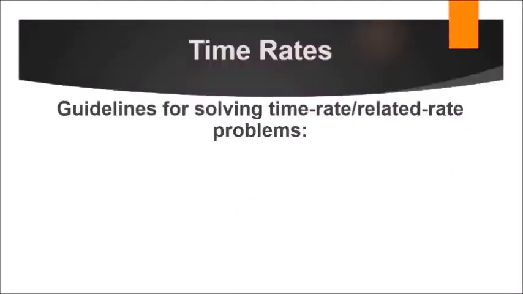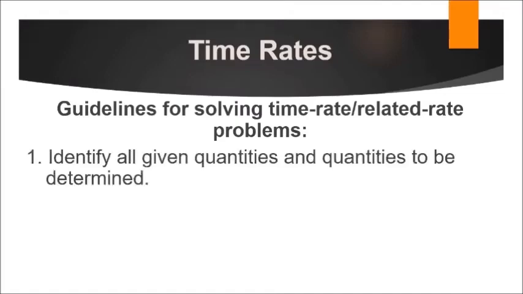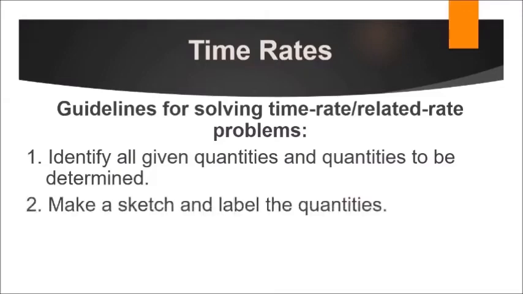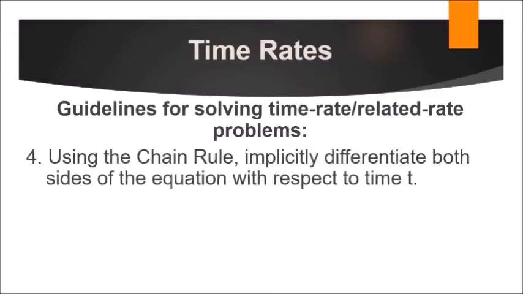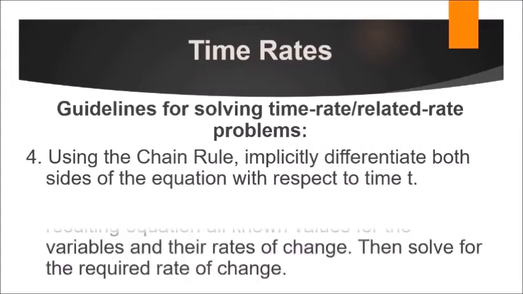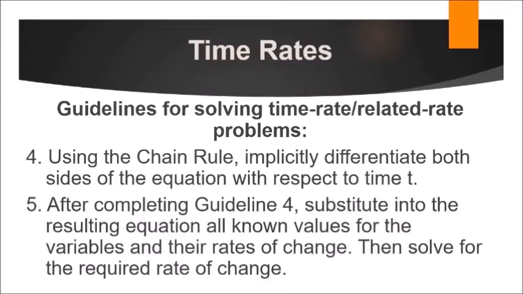This would be the guidelines in order to solve time rate or related rate problems. Identify all given quantities and quantities to be determined. Make a sketch and label the quantities. Write an equation involving the variables whose rates of change either are given or are to be determined. Using the chain rule, implicitly differentiate both sides of the equation with respect to time t. After completing guideline 4, substitute into the resulting equation all known values for the variables and their rates of change, then solve for the required rate of change.